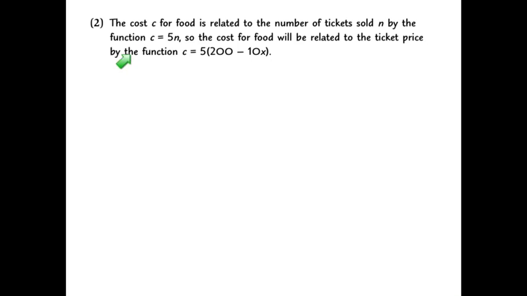Again, she gives us some information. The cost C for food. Let's write that down. C is the cost of food. But we know there's more than one type of expense. There's fixed costs, and then there's the costs that depend on another variable. In this case, the cost C is related to the number of tickets sold.